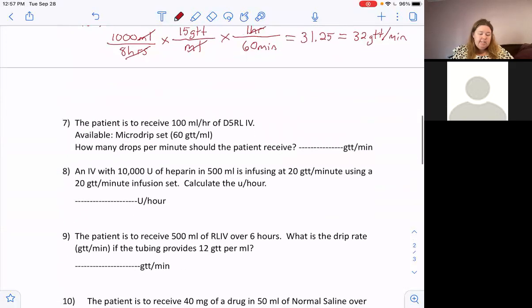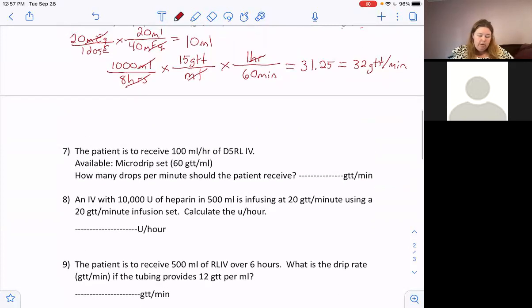The patient is to receive 1,000 milliliters an hour of D5RL IV. Available micro drip set of 60 drops per milliliter. How many drops per minute should the patient receive? So we're going to start with our order, which is 100 milliliters per hour.